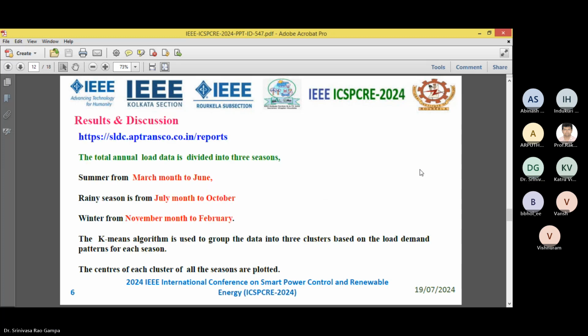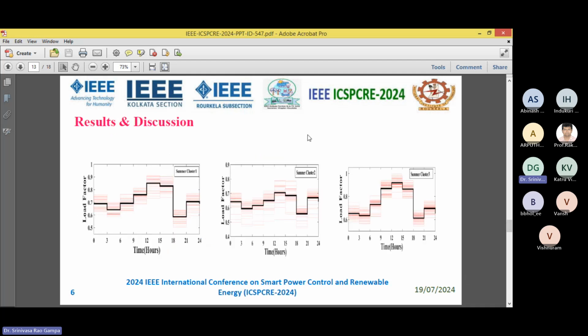First, of the total 365 days of data we have taken from the Southern Load Dispatch Center, AP Transco, from the website, I am showing it here. This is the blue color line. From this, we have collected 365 days of data. We have divided the 365 days into three portions: summer, rainy, and winter. Summer we consider from March to June, the rainy season from July to October, and winter from November to February. For these three seasons, we have estimated the clusters separately.